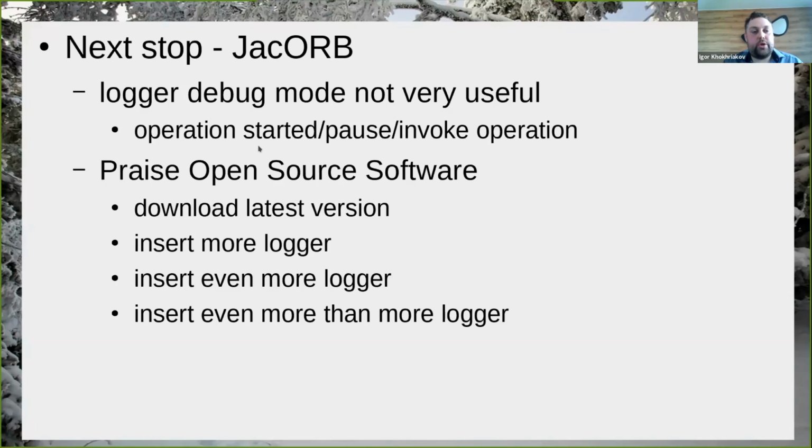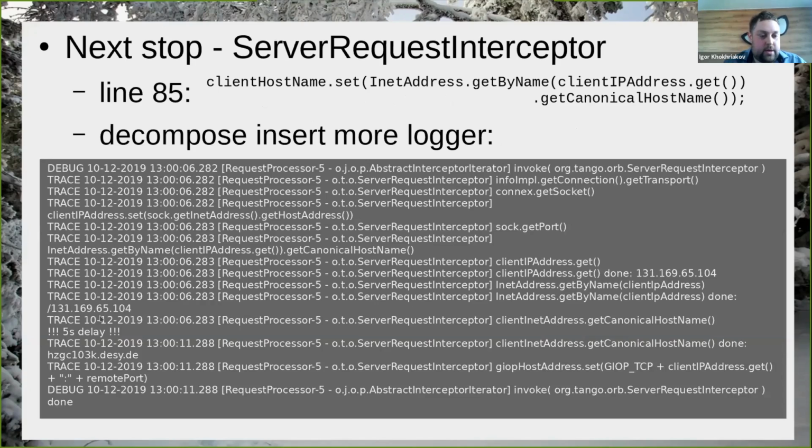It just gives you some information like operation started, post, invoke, and then boom, at some point you have an exception. Not that useful. But we have to praise open source software, because in this case we can download the latest version of the source code, insert logger, then insert even more logger, and then insert even more logger. And finally, we can trace it down. Here you can see there is a 5-second delay on a single request. It's created in a request processor number 5 thread. Then it does something, and then boom, 6 seconds, 11 seconds.